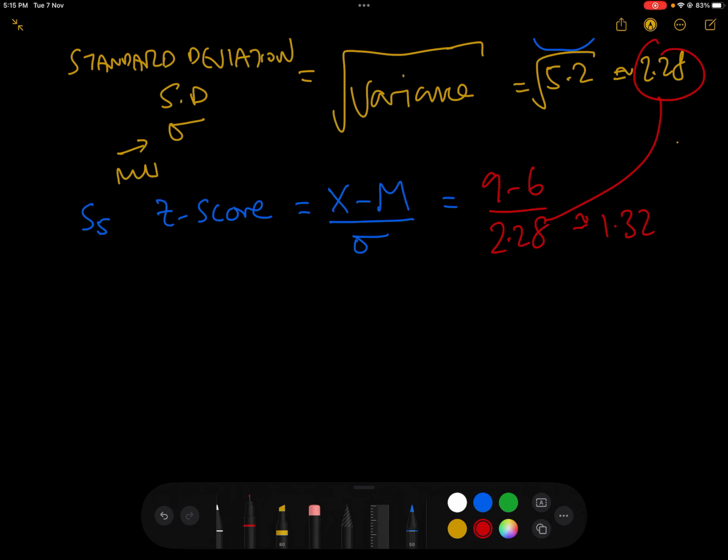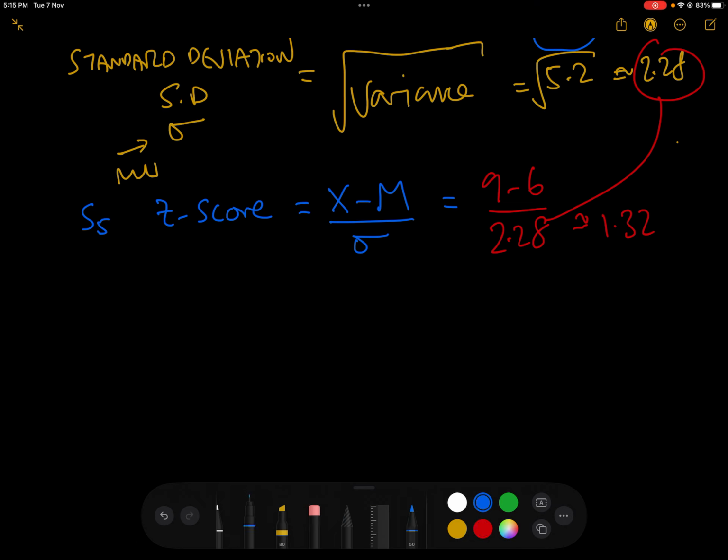What that means is that student S5 moved the dial around 1.32 times as much as the average participant moved the dial from the mean. So what we can do now is compare these two experiments.